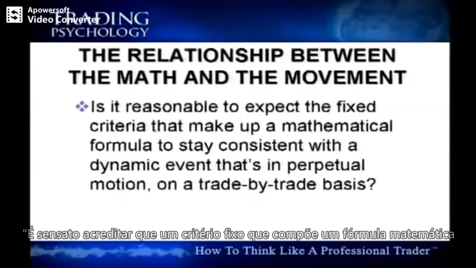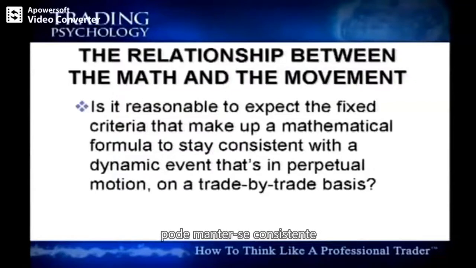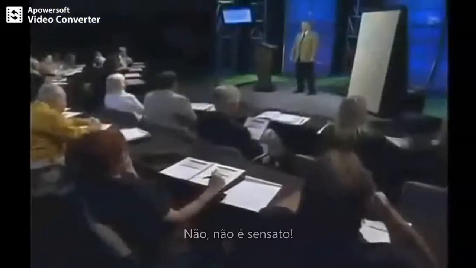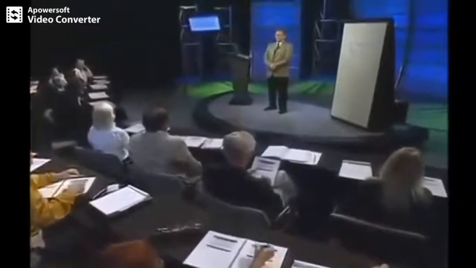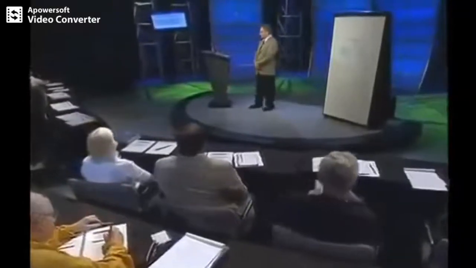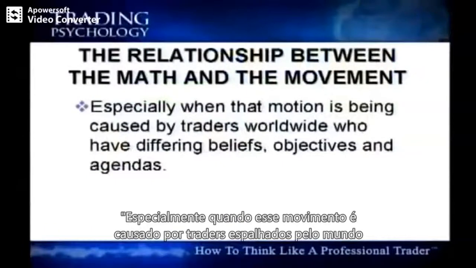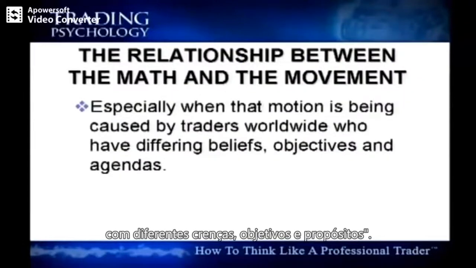Is it reasonable to expect the fixed criteria that make up a mathematical formula to stay consistent with a dynamic event that's in perpetual motion on a trade-by-trade basis? What's the answer to that? Well, what is the answer? No. Come on. No, it is not reasonable. Especially where that motion is being caused by traders all around the world with differing beliefs, objectives, and agendas.